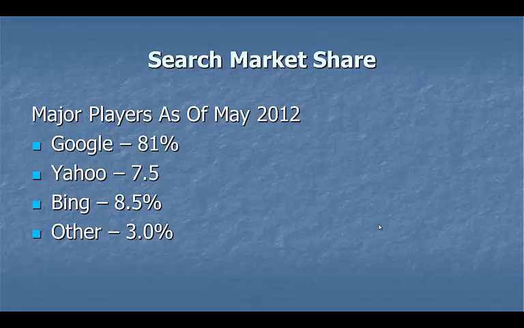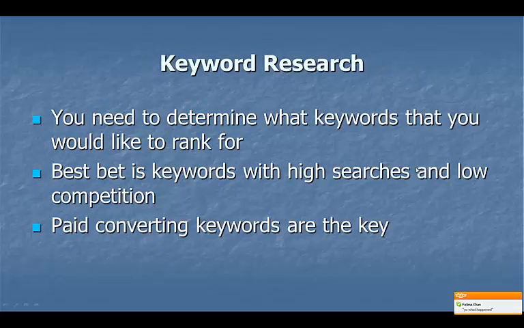Yahoo is at 7.5%. Bing is at 8.5%. And basically, Bing and Yahoo are both powered by the same search results. So if you add them together, they roughly control 16% of the market, and the remainder goes to other search engines such as Ask.com and smaller ones.